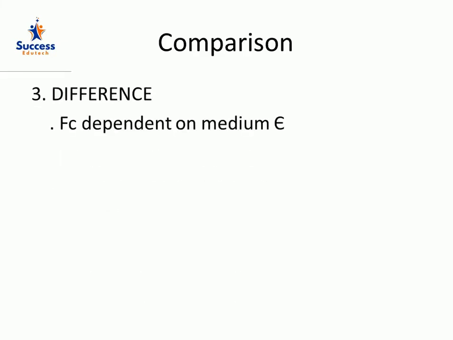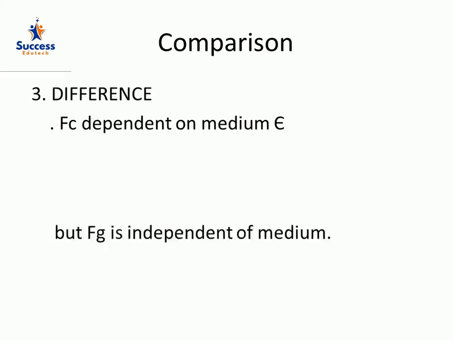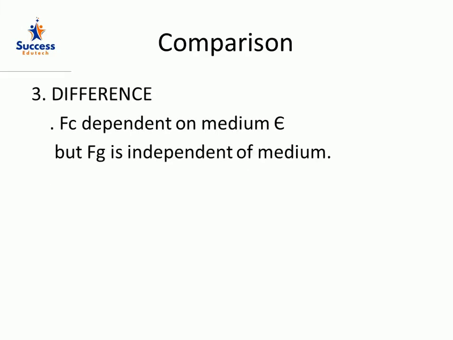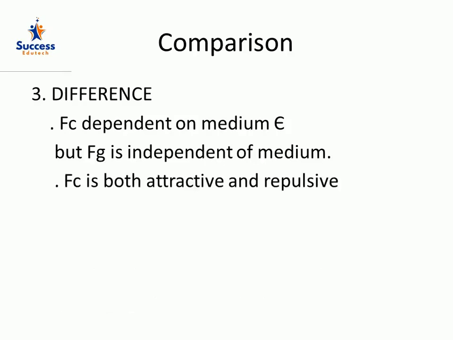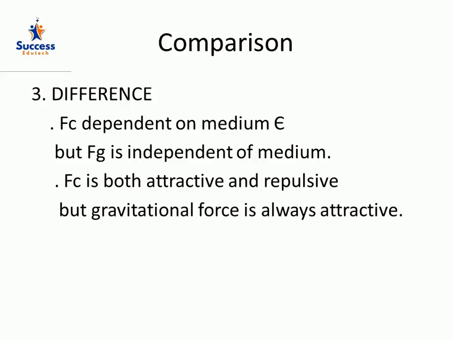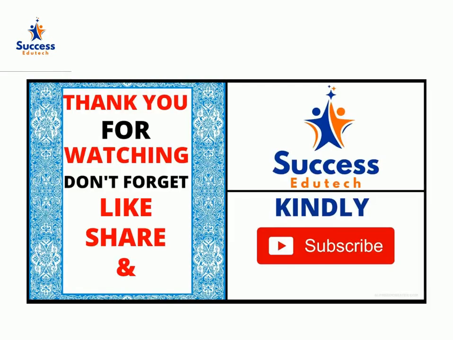Now we will see the differences. In Coulomb's law, the force is dependent on the medium, that is epsilon, but Fg is independent. Fg, that is gravitational force, is independent of the medium. In every medium it is constant, but Fc is not constant. Also Fc is both attractive and repulsive. Like charges repel each other, unlike charges attract each other. But gravitational force is always attractive. This is very important. Gravitational force is always attractive, and the force on charges may be attractive or repulsive.